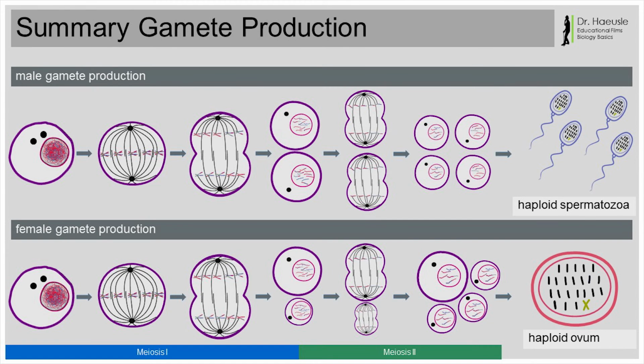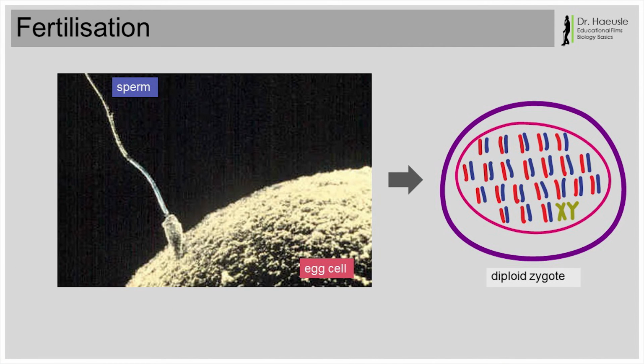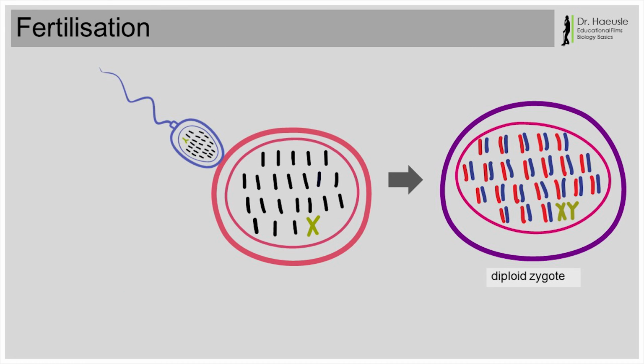During fertilization, sperm and egg cell fuse. The fertilized egg cell is called zygote. The haploid set of chromosomes of the sperm is added to the haploid set of chromosomes of the egg cell. The resulting zygote has a double, diploid, set of chromosomes. It contains 2 × 23 single-stranded chromosomes, so 46 chromosomes.